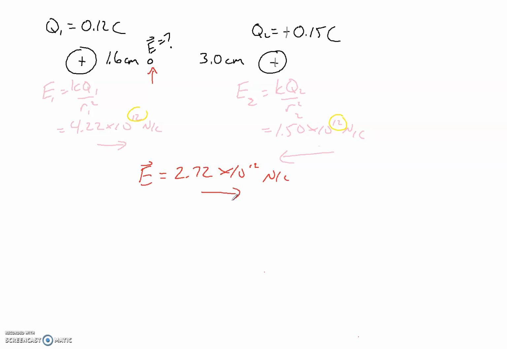Okay, so that's sort of how that works. All right, so all you have to do is find the E's and then just ask yourself, is the field going to go left or is the field going to go right? And then just piece it together.